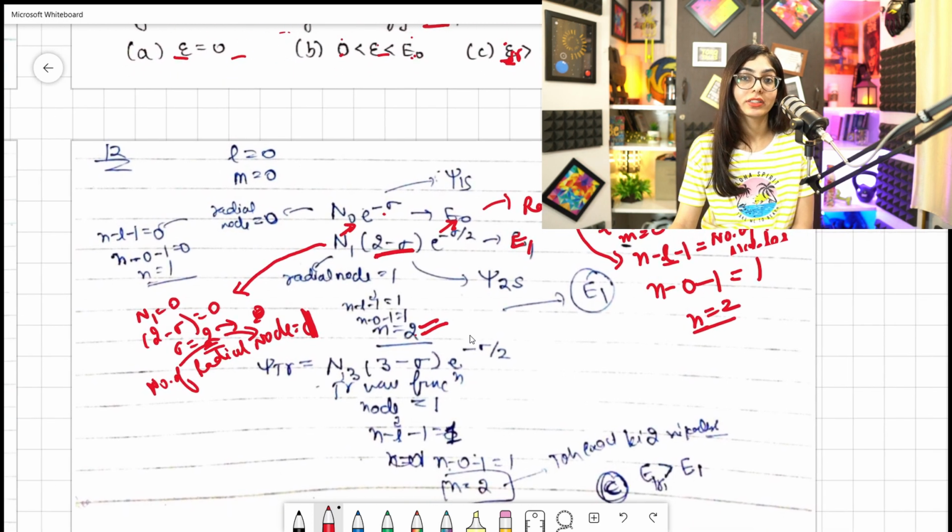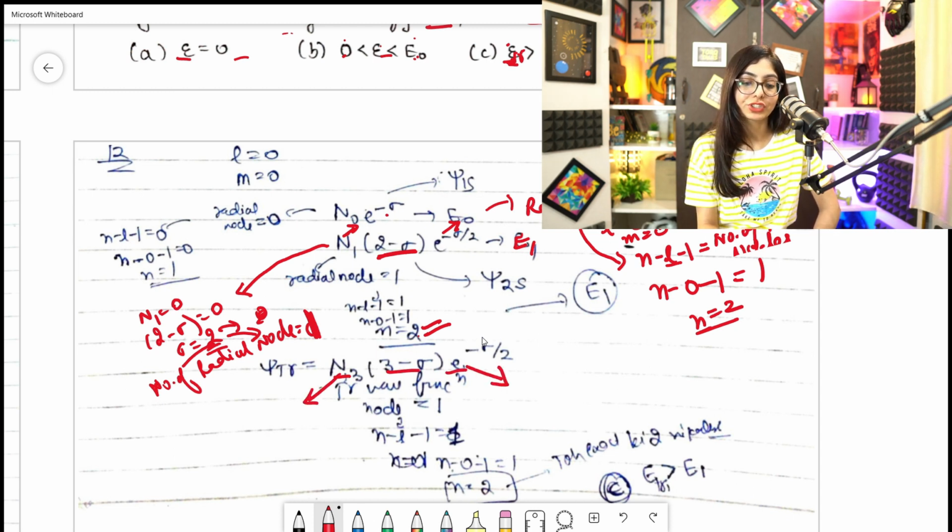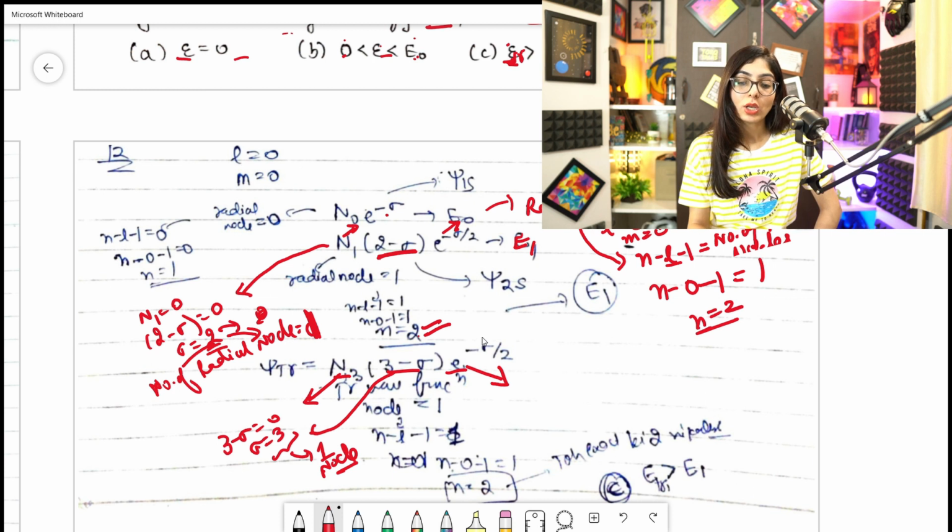Let's just check which state the trial wave function belongs to. Clear? So the trial wave function is again this thing, this belongs to a boundary condition, this belongs to a boundary condition. The only thing is 3 minus sigma is equal to 0. So sigma is equal to 3. So I got one node. So again I'll put it in this formula. So what will I get? n minus L, what is L? It is 0, minus 1 is equal to the number of radial nodes, for this it is 1 again. So n is equal to 2.